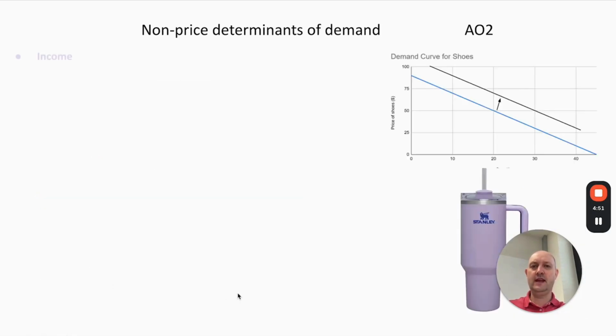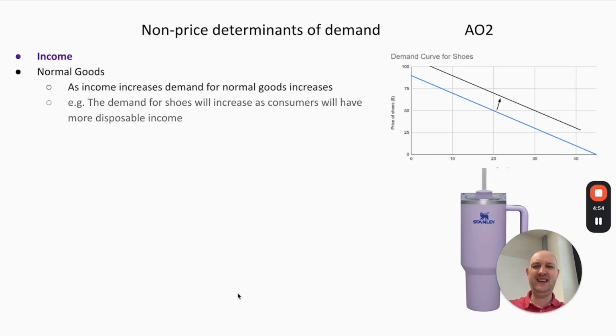So the first one is going to be income, which I think is probably the easiest to understand. So usually as income increases, demand will increase. Okay, and the reason for that, for example, the demand for shoes will increase as consumers have more disposable income. So let's say that the economy becomes richer, consumers are going to have more money, or we can call it more disposable income, which is the money that they can spend on goods and services. And so if people have more money, they're going to buy more of most goods and services. So I think this is quite intuitive. As income goes up, the demand will go up and we'll get a shift outwards in the demand curve.